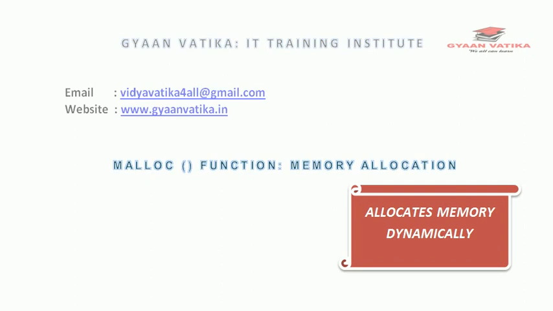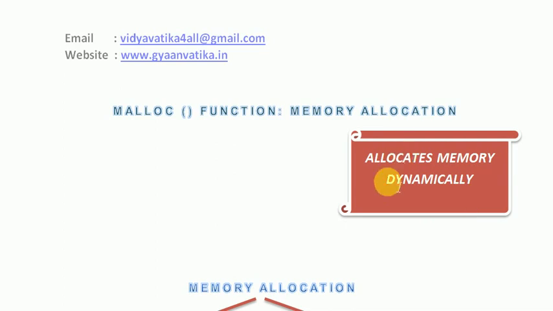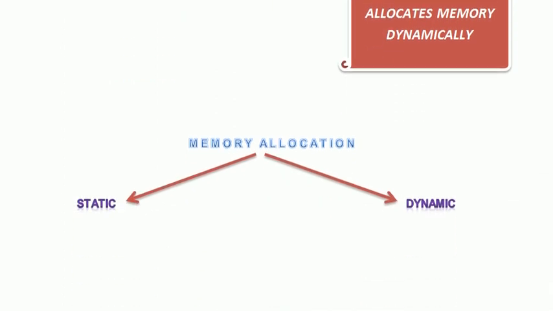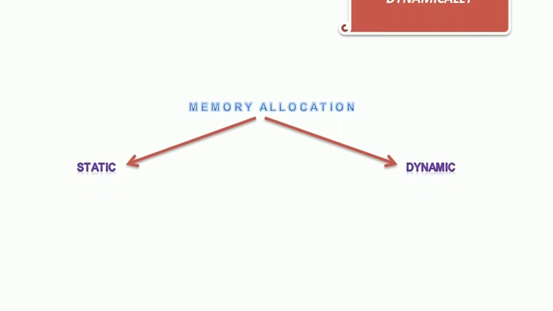Malloc function basically stands for memory allocation. It is a function that allocates memory dynamically. So first let us see what is the meaning of dynamic memory allocation. For that we will see the types of memory allocation. There are basically two types of memory allocation: one is static and one is dynamic. So what is static memory allocation? The memory which is allocated during the compile time is known as static memory allocation.